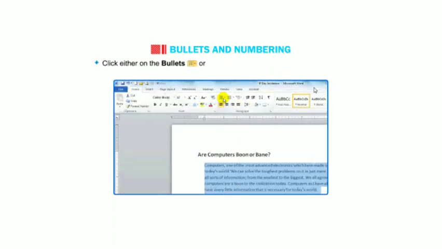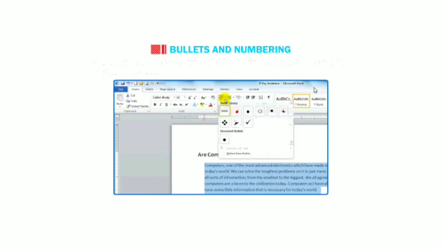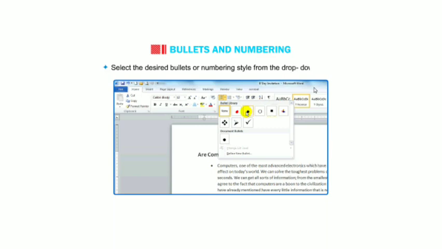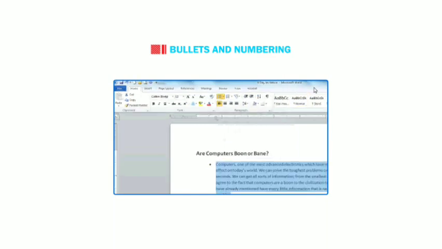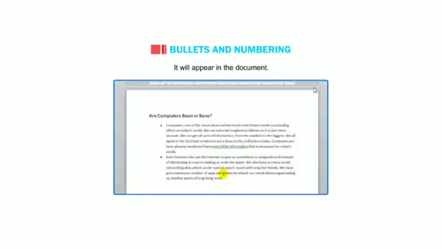Click either on the bullets or numbering icon on the Home tab in the Paragraph group. Select the desired bullets or numbering style from the drop-down menu. It will appear in the document. Enter the text and press the Enter key at the end. A new bullet will appear in the next line.